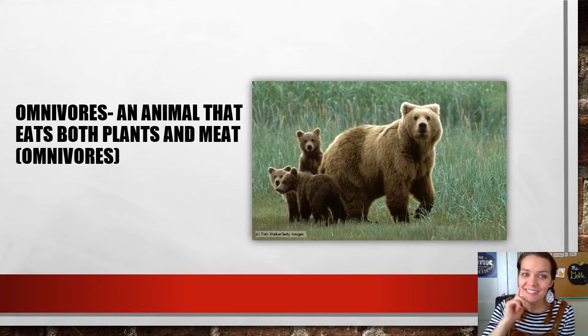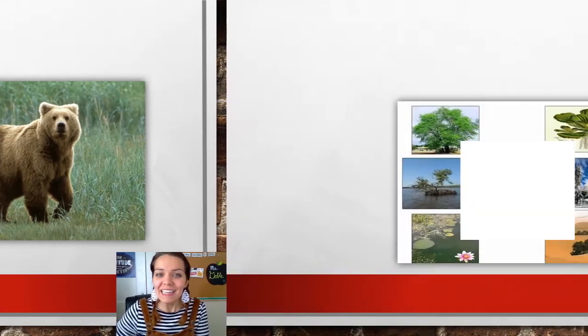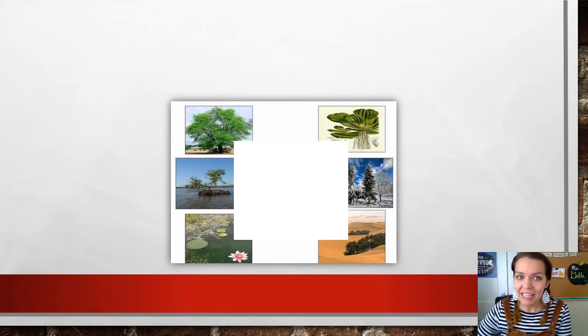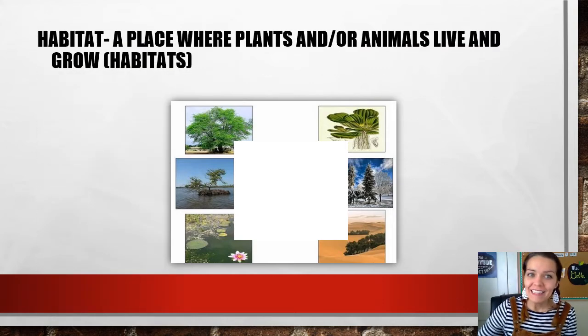Omnivores, say it. And omnivores are animals that eat both plants and meat. Our last vocabulary word today, habitat. Say it. Habitat. And that's a place where plants and or animals live and grow. It's their habitat.